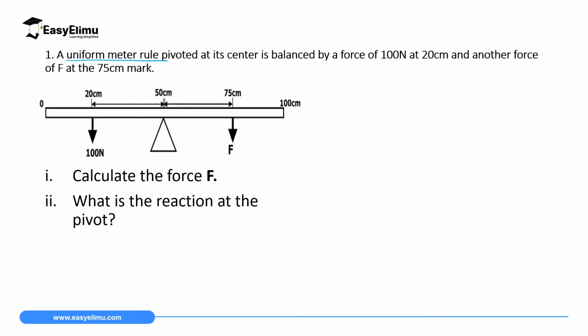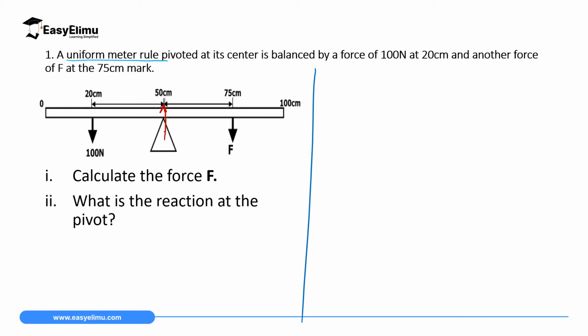At this pivot, we are going to find the reaction. And remember, this force is exerting action, then this pivot is going to give out reaction. Remember, action and reaction are equal and opposite. So in this case, we are going to begin with the first one.